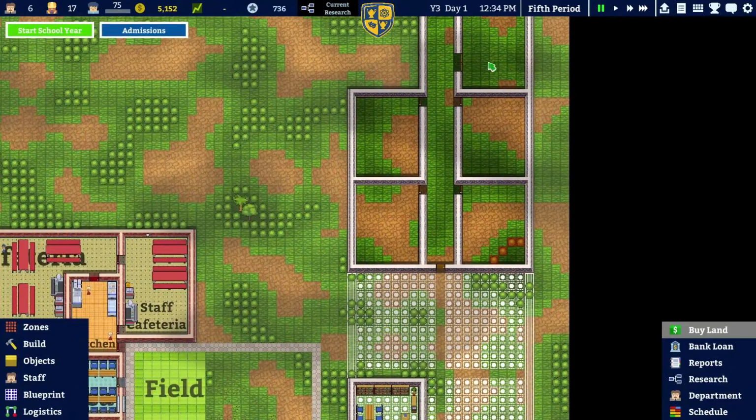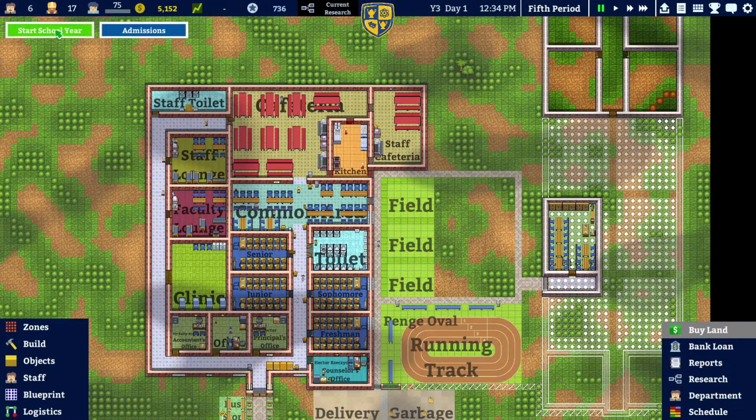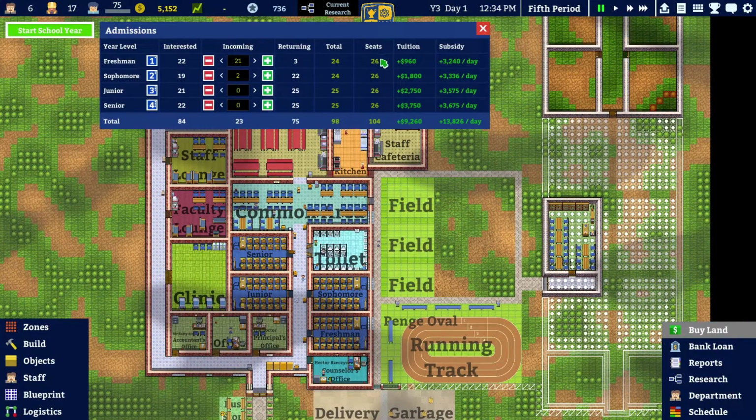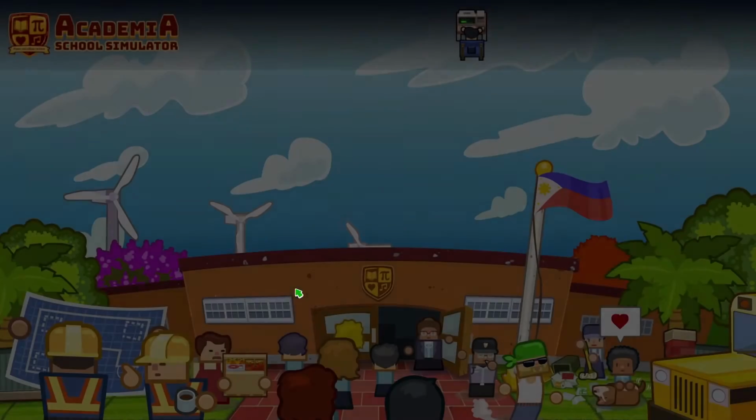I don't think we want to start trying to get this done just yet, because I don't think we'll have the funds and all that kind of stuff. So right, let's start the school year. Let's just get this underway. Let's just check that again. So seats 26, total people coming in is not exceeding 26. Okay. Yep, that looks good. We've got all these interested people. We've got interested juniors and seniors coming in. So next year, when we've got those in, hopefully we can fill them up a bit. But okay, right now, start the school year. Let us start year 3.